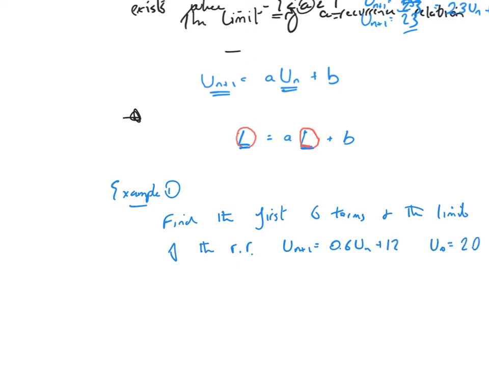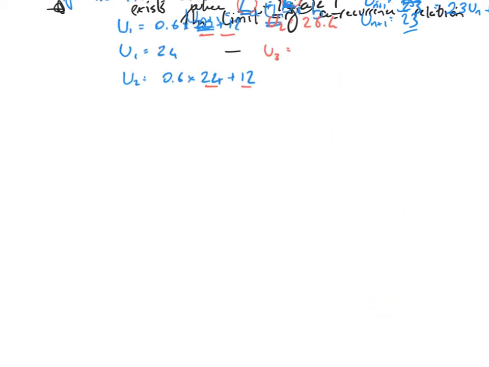Okay, so the first bit is familiar territory, that's what we did today. If u0 is equal to 20, we need to get up to u6. So for u1, the working is 0.6 times 20 plus 12, and that will give me 24. Then we look for u2, so we do the working again. Remember, show the working twice. 0.6 times 24 plus 12, and that will be 26.4.